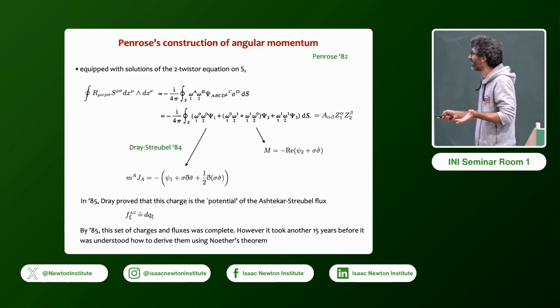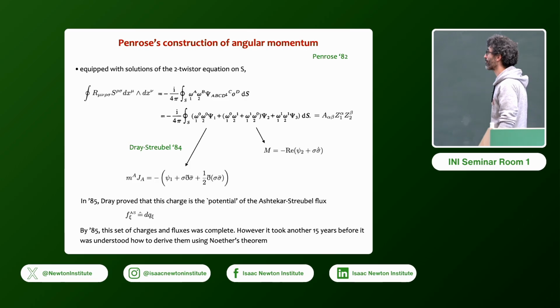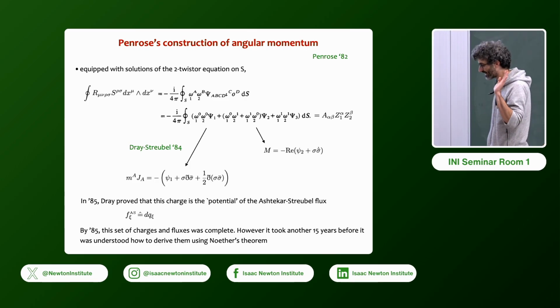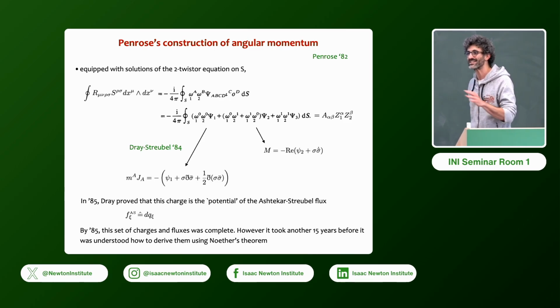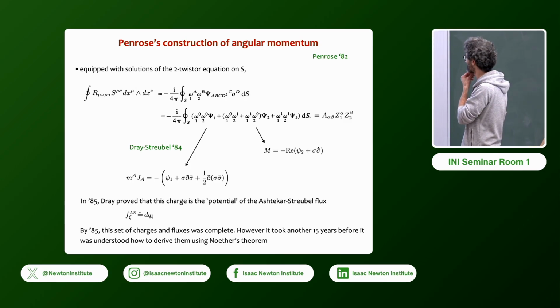That meant that by '85, there was a complete characterization of charges for the BMS group with their fluxes. They were conformally invariant, foliation independent, they had all the properties you might want. They were zero in Minkowski at any cut, and they were conserved in any non-radiative spacetimes.